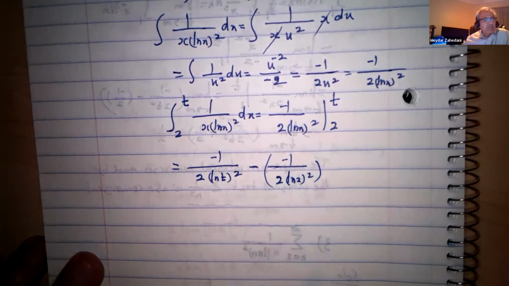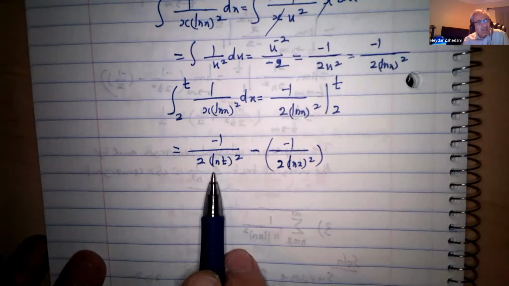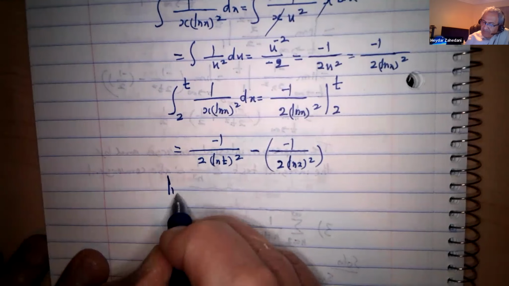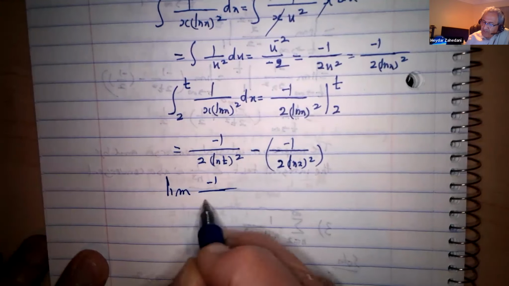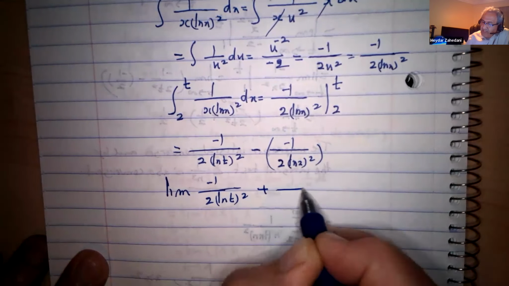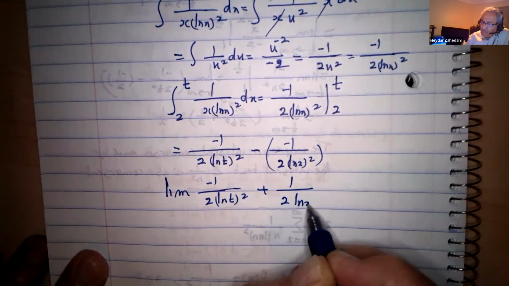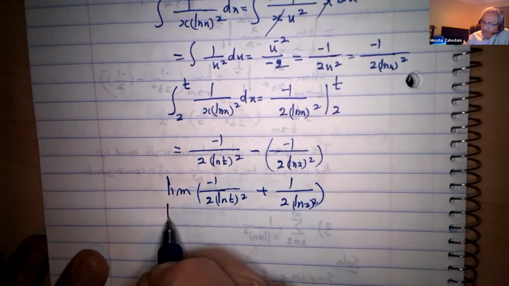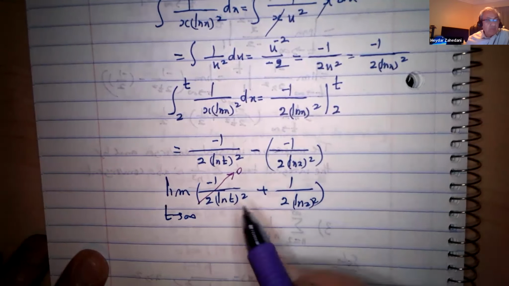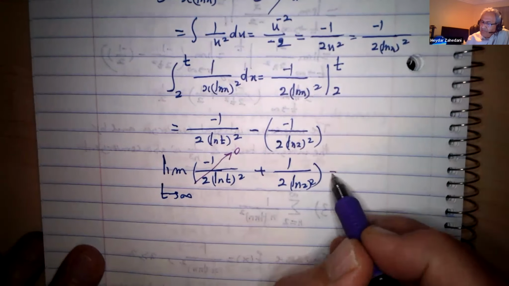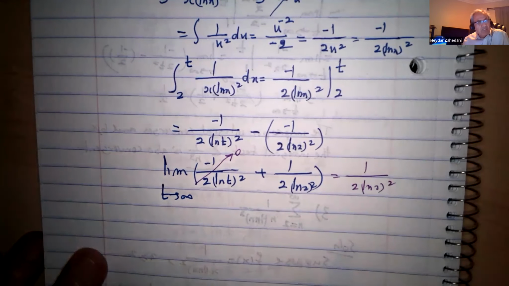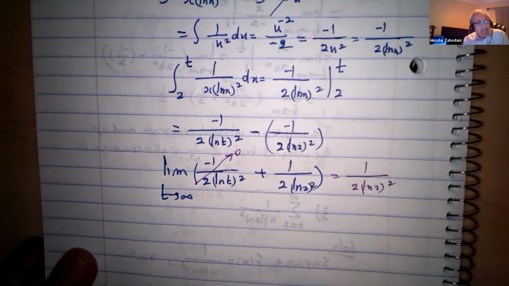You are not worried about the second part, because when you take the limit, ln of t would be infinity, so this limit would be 0. So the limit of negative 1 over 2 ln of t all squared plus 1 over 2 ln of 2 all squared. You see, when t goes to positive infinity, this would be 0 because the denominator would be infinity. So you get a number, something like 1 over 2 ln 2 all squared. You're not interested in the values, so just leave it as is.